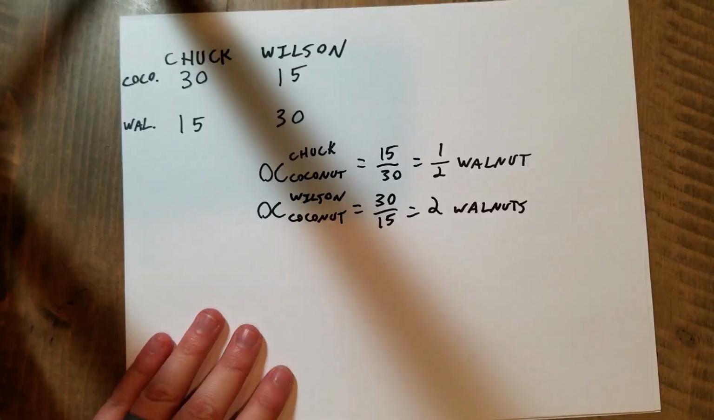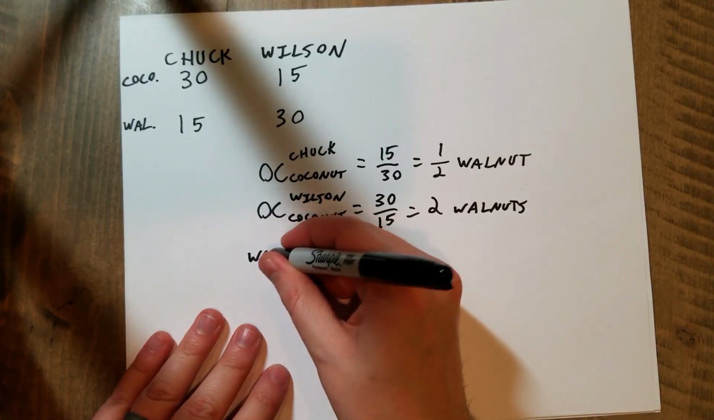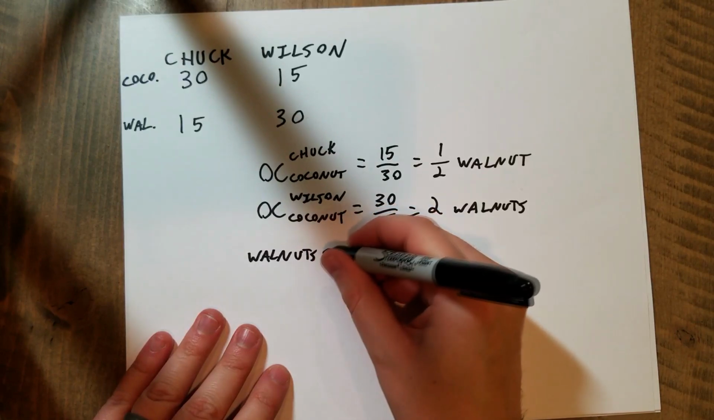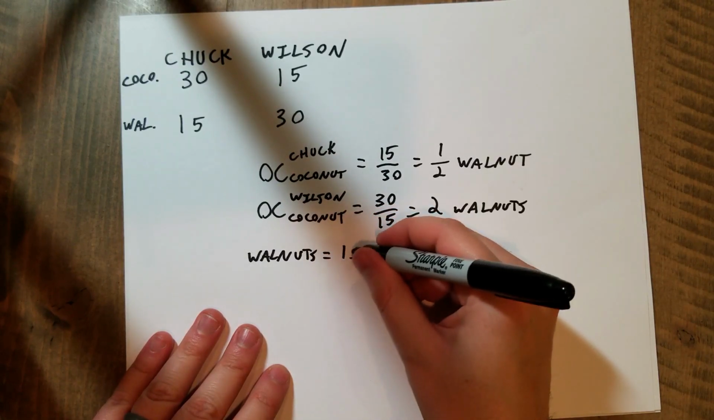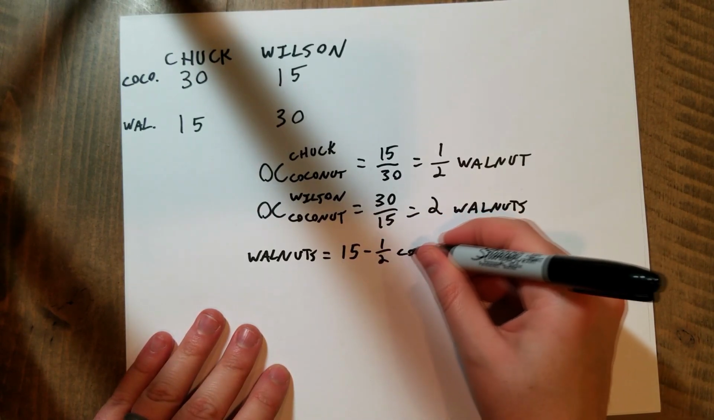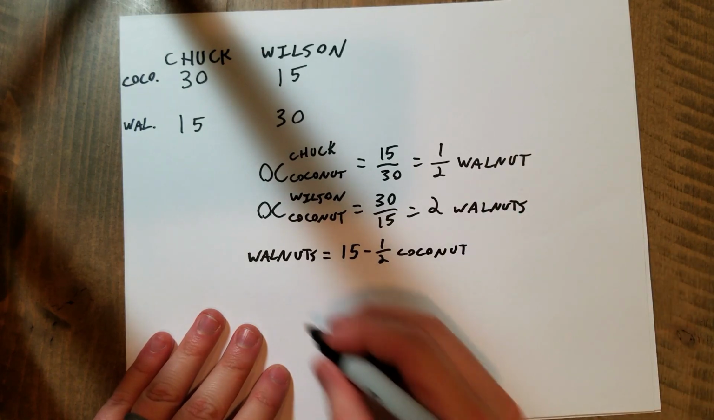So first thing we would do is write out as an equation Chuck's production possibility frontier. So what is that? For Chuck, the number of walnuts that he can collect is at most 15. And for every coconut that he collects, he is going to have to give up 1/2 of a walnut. Right? So every coconut he adds, he's going to have to give up 1/2 of a walnut. So the slope in there is negative 1/2, right? Just like it is on this graph.